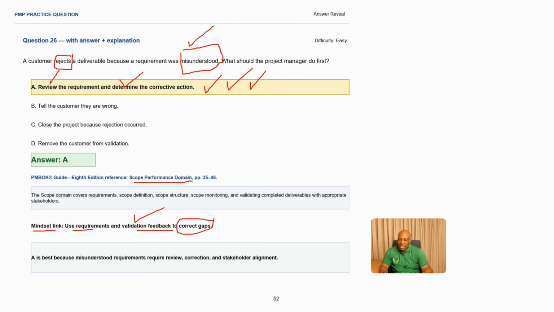So the best answer is A, because misunderstood requirements require review. You need to understand why they were misunderstood. They also require correction, and it must be aligned with the stakeholder, making A the best answer.